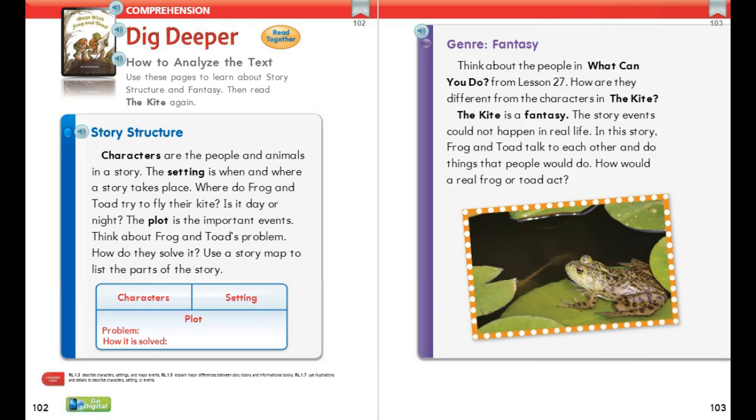Our genre was fantasy. Think about the people in What Can You Do from lesson 27. How are they different from the characters in The Kite? The Kite is a fantasy, and the story's events couldn't happen in real life. In this story, Frog and Toad talk to each other and do things that people would do. How would a real frog or toad act?